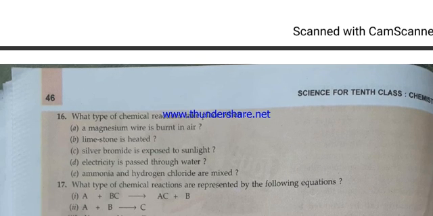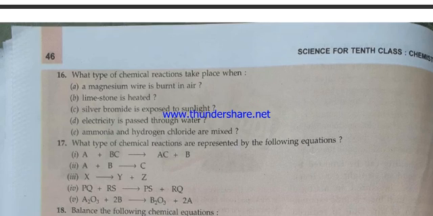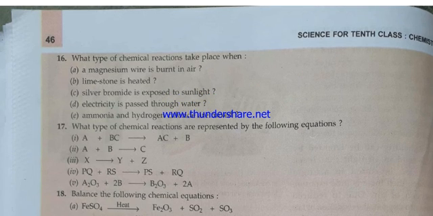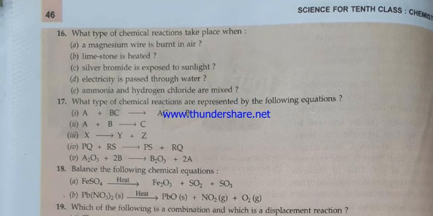Which type of chemical reaction takes place when magnesium wire is burnt? That is the combination. Limestone is heated, thermal decomposition. Silver bromide exposed to sunlight, that is the photolytic decomposition. Electricity passed through water, that is the electrolytic decomposition. Ammonia and hydrogen chloride are mixed, that is the combination.